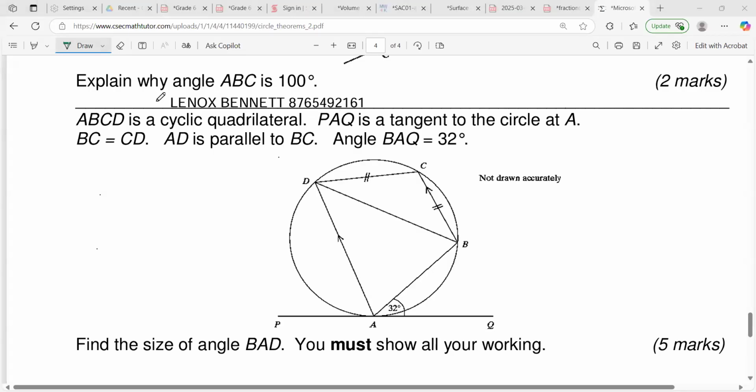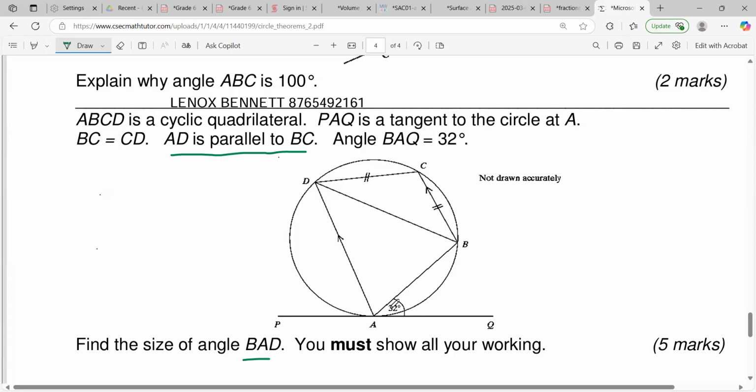All right, so now ABCD is a cyclic quadrilateral. PAQ is the tangent. BC equals CD, and AD is parallel to BC. This is very important in solving. And angle BAQ equals 32 degrees. Find the size of the angle. You must show all your working.